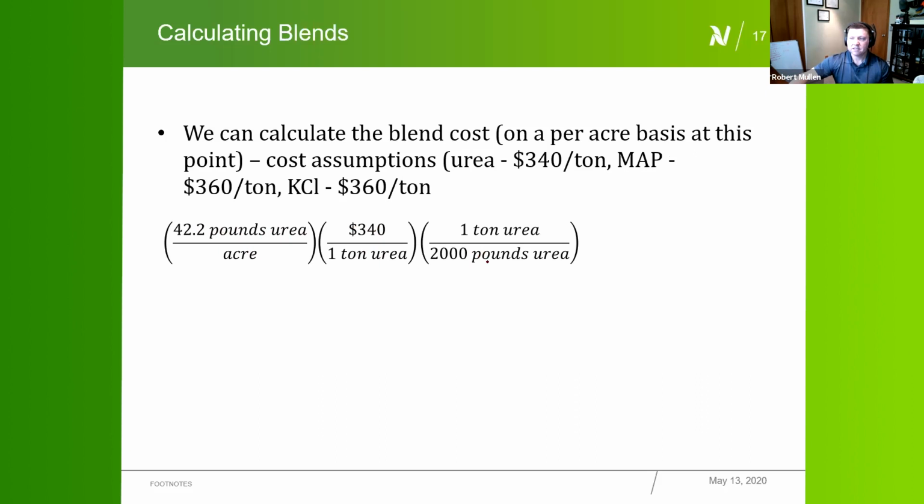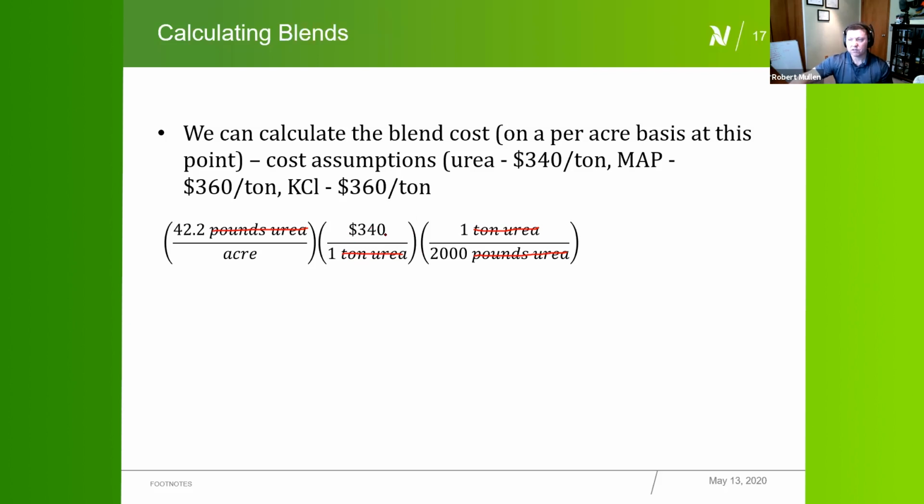And I did this intentionally backwards just to maybe trip you up a little bit, but all you really have to do is pay attention to the units. The mathematical operation or the order of operation is really irrelevant. I just have to make sure that I get the right units. Pounds of urea go away, tons of urea go away. I'm left with dollars per acre, which is ultimately what I'm interested in.